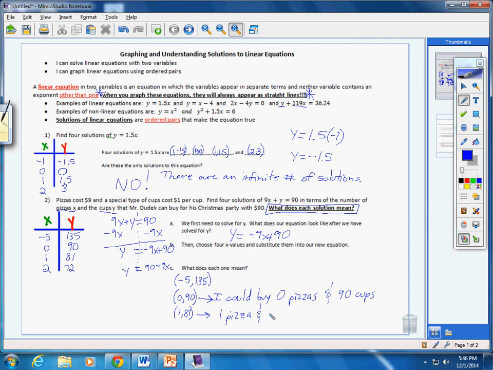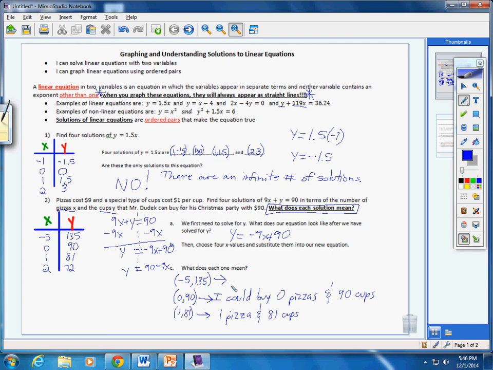If I did that, then I could still buy 81 cups, and I have enough money to do this. I couldn't buy 1 pizza and 82 cups because I don't have $91. I only have $90. So you get the idea, I think. But let's go back up here. What in the world does this mean?